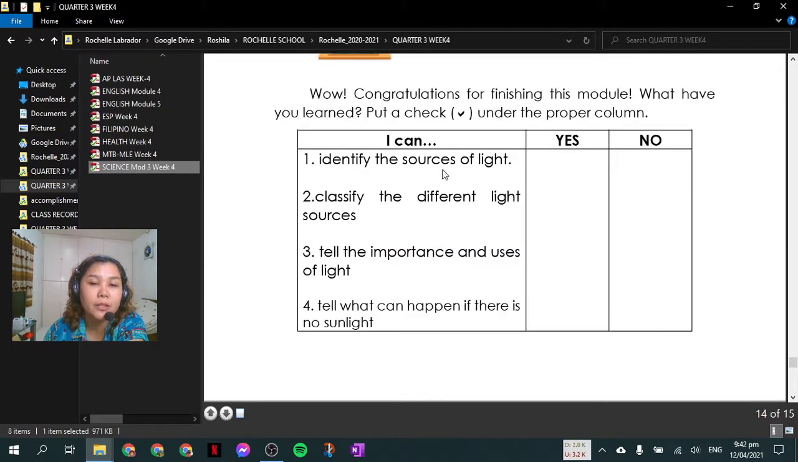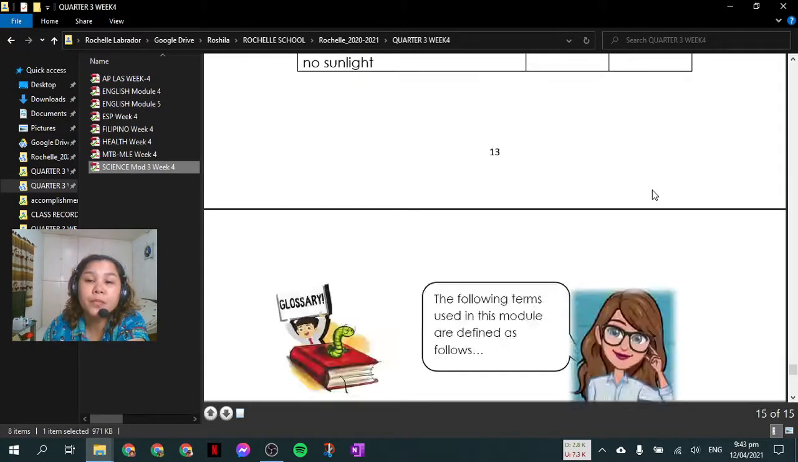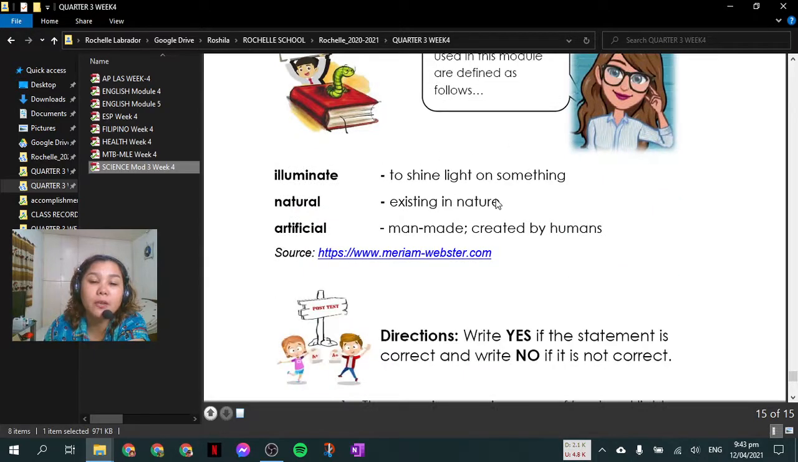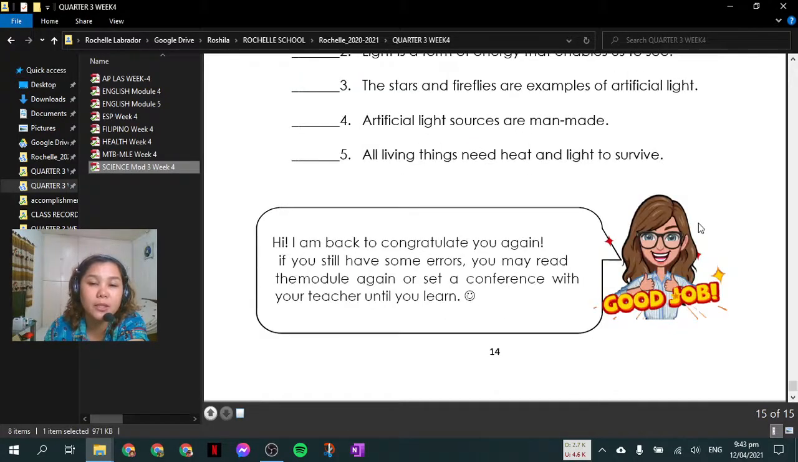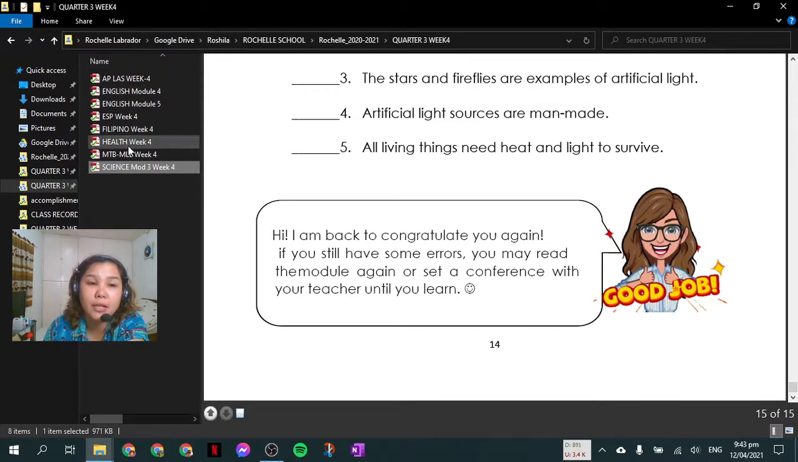And then reflect. So you just have to put a check under the proper column. If you understood the topic, you put a check under yes. But if you find difficulty or most of the discussion were not clear, you just put a check under no. Next, glossary. So there are 3 words. And then last part is post-test. Write yes if the statement is correct and no if it is not. So that's it for science.